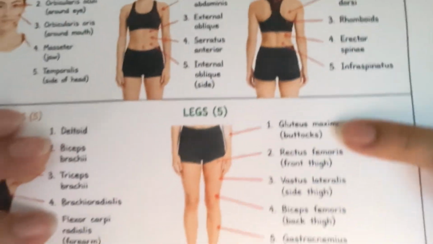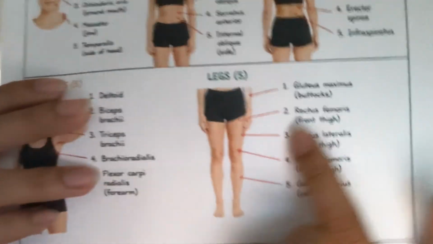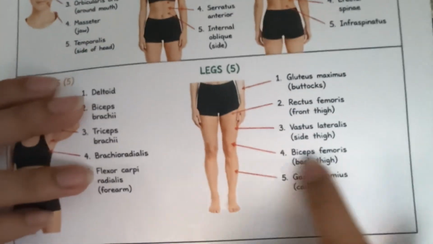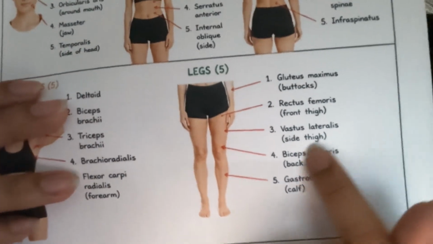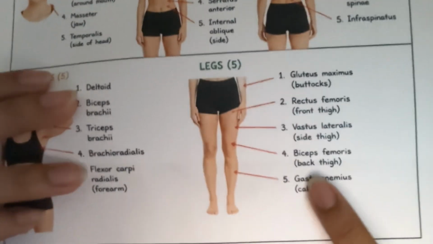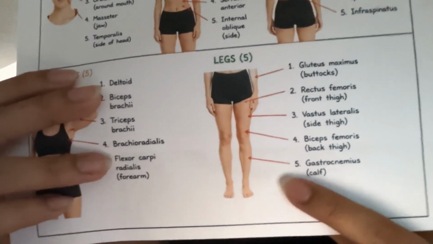For the leg, we have the gluteus maximus, which is in the back. We also have the rectus femoris, the vastus lateralis, which is the outside of the thigh. We have the biceps femoris and the gastrocnemius, which is your calves.